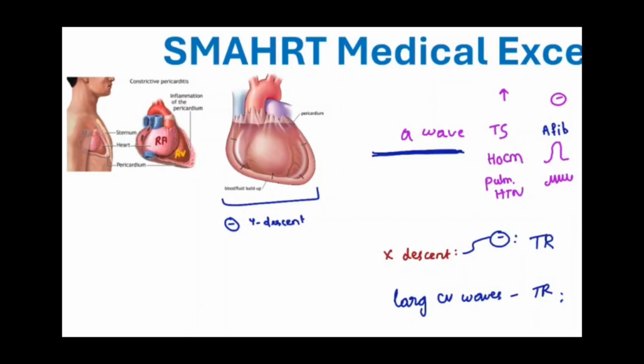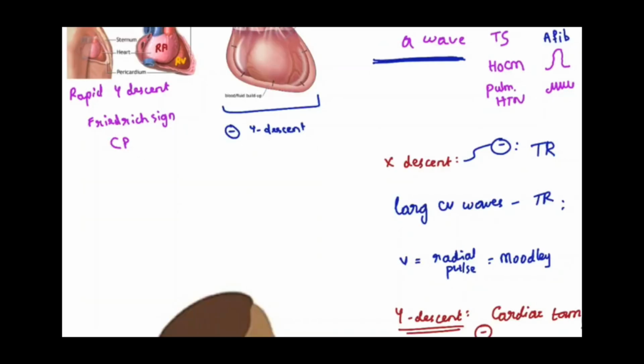It may not completely empty because the wall is thickened by constrictive pericarditis, and that is why you will see something known as rapid Y descent. Don't confuse this. Rapid Y descent is known as Friedrich sign. This is visible in CP, constrictive pericarditis. Let's also cover the relevant points related to constrictive pericarditis and cardiac tamponade here itself.